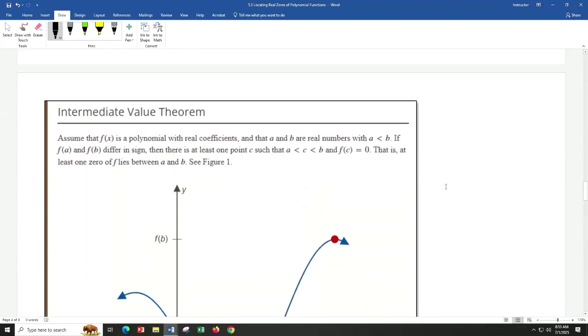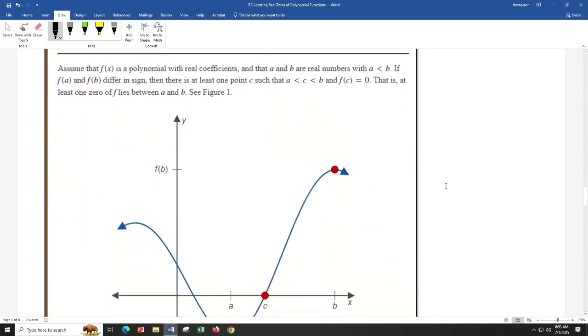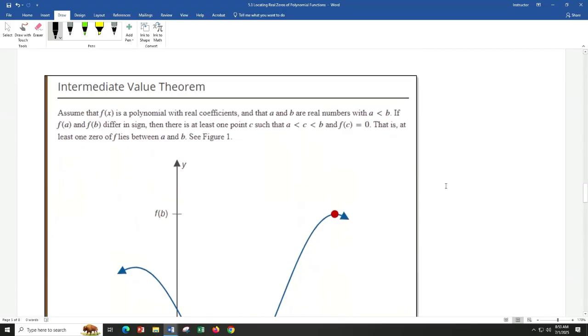And then we've got the intermediate value theorem, which just simply states this, okay? Assume that f of x is a polynomial with real coefficients, can't have complex numbers. A and B are real numbers, okay? A is less than B, so you always have to make sure that when you do your A, it's less than your B. You can't put in your B and then go backwards, okay? You can't do it that way.